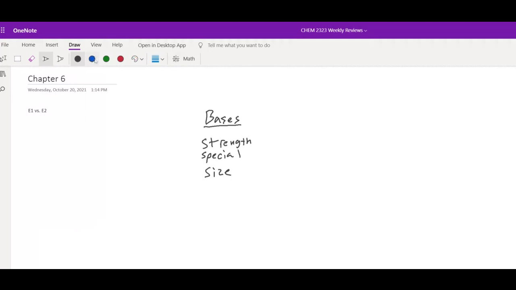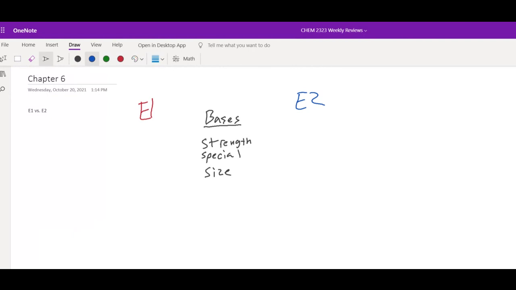Okay, and I'll explain what that means. Okay, so we have E1 on this side, E2 on this side. Let me see if that's big enough for you guys to see. Okay, looks like it should do it. So again, E stands for elimination.